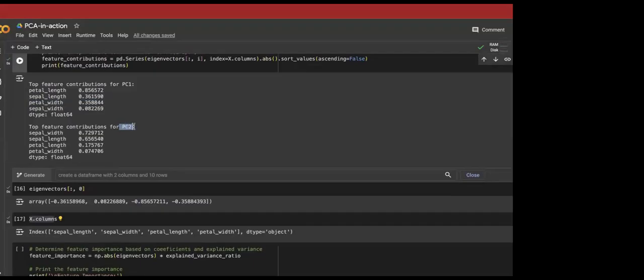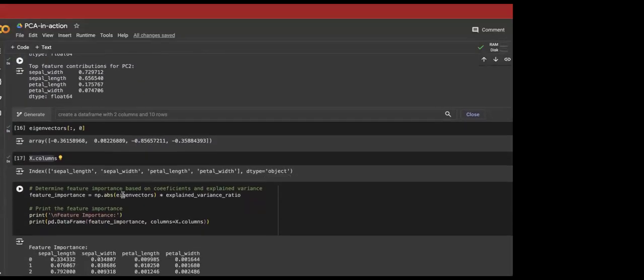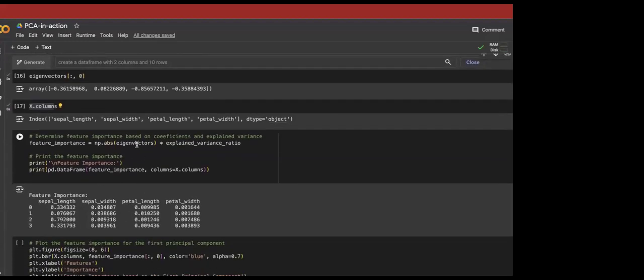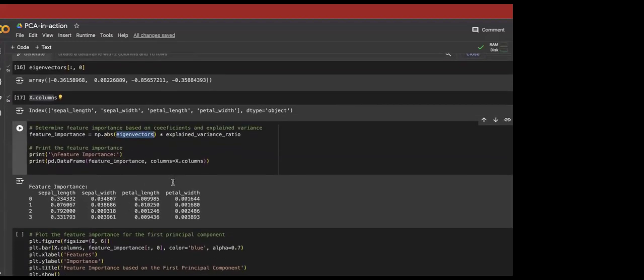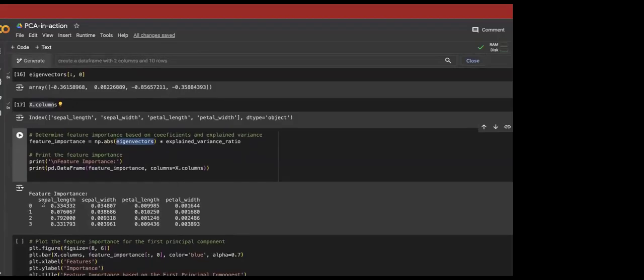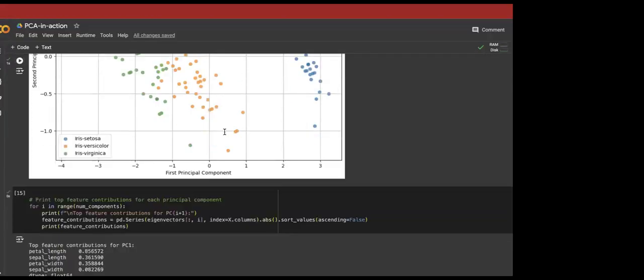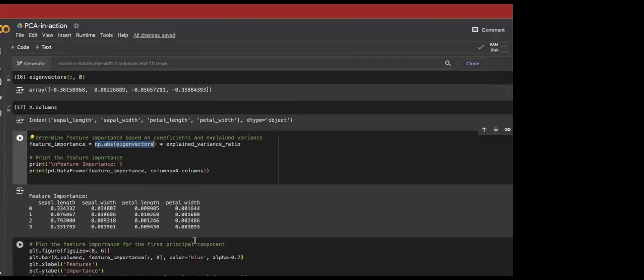Similarly, for PC2, sepal width is contributing more, sepal length is contributing lesser than that, and petal length and width are contributing least. So we can compute the feature importance. How do you determine it? You take the absolute value. Eigenvectors can have negative coefficients, but we take the absolute values. We multiply with the explained variance ratio that we had seen yesterday, and that gives us the feature importance.